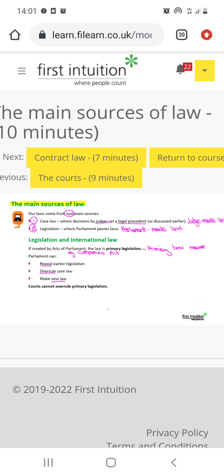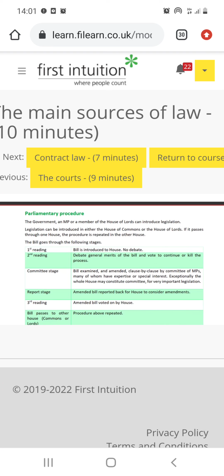Finally, they can make new laws. They can pass new laws. An important thing to remember here is that courts cannot overrule primary legislation. Remember, there is that hierarchy. So, over the page, let's have a look at parliamentary procedure for actually bringing in these new laws. It says here that the government itself, an individual MP, or a member of the House of Lords can introduce legislation. So there's three different ways that legislation can be introduced.